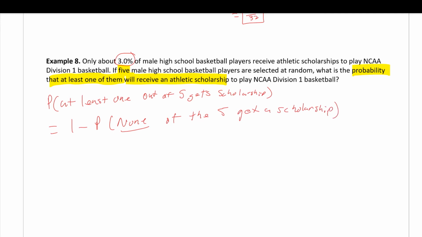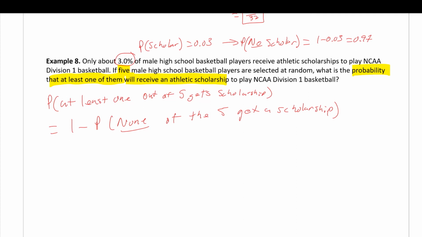Now, if the probability of getting a scholarship for one person is 3%, we'll write it up here: 0.03. Then that tells us the probability of not getting a scholarship, which is this complement. I can say no scholarship. Well, that's a complement at 1 minus 0.03, which is 0.97. A 97% chance of you just not getting a scholarship.